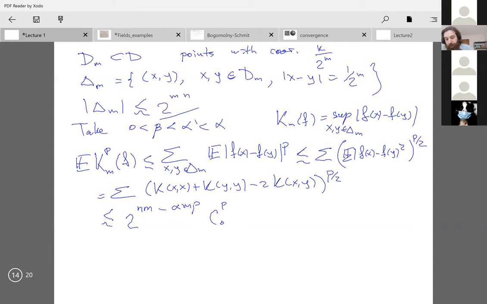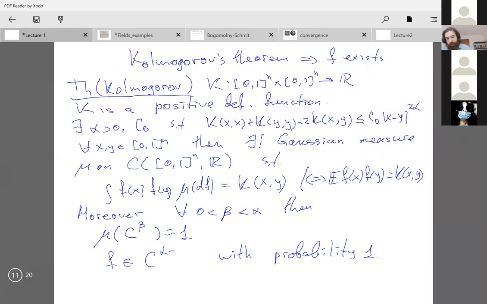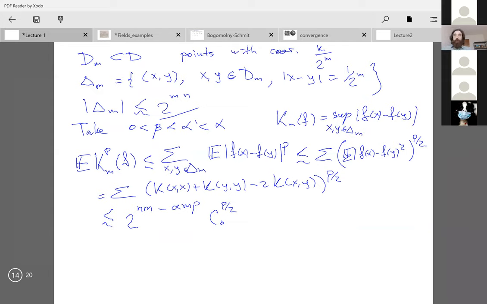Well, sorry, there is one constant which I cannot ignore yet. We have this C naught. Let me remind you that it's the constant in the Hilbert norm of the kernel. And now if we take P large enough, this is bounded by 2 to some kind of beta prime M P. And then we just apply Jensen inequality. If we have an estimate on the P moment, then we get an estimate on the expectation.